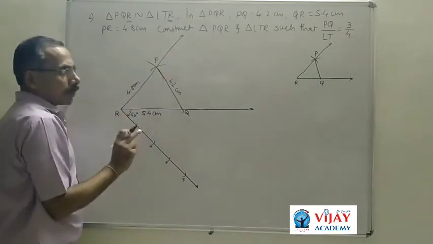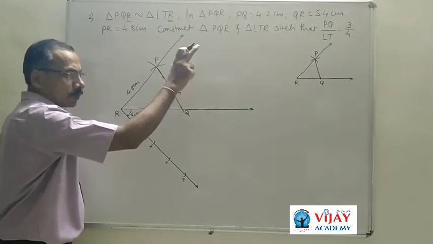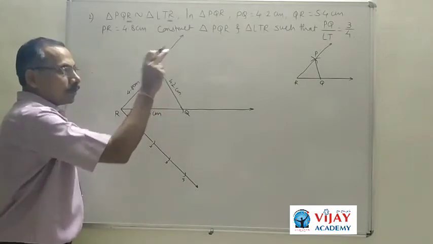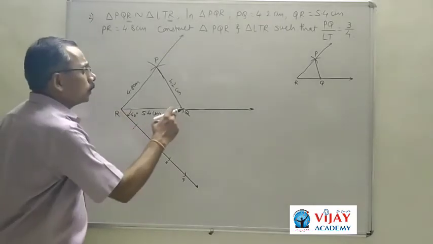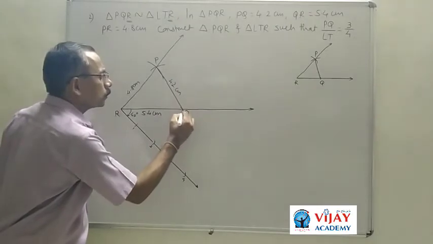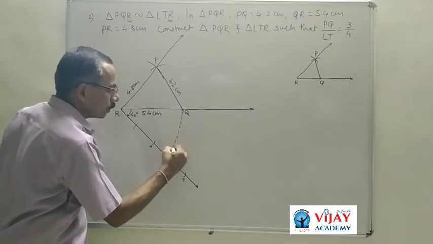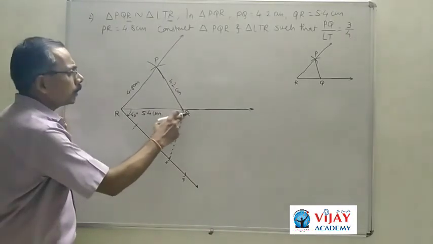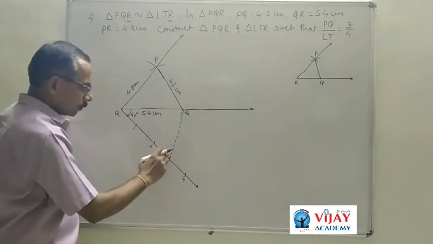You have been given the triangle PQR. First we draw this triangle PQR, and the ratio is given: PQ upon LT is 3/4. So PQ is equal to 3x and LT is equal to 4x. So we take point Q and this point 3 and join them. Because this ratio is related with this point 3, we take this 3 and we get this type of quadrilateral.